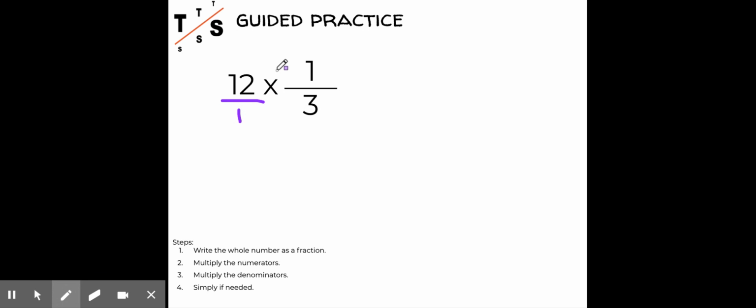12 over 1. I multiply across my numerators. 12 times 1 is 12. Multiply my denominators. 1 times 3 is 3. How many times can 3 go into 12? 4 times.